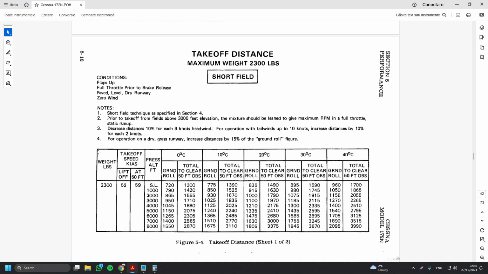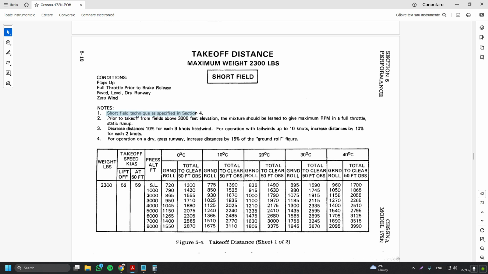So this table is valid if you meet these conditions: flaps up, full throttle prior to brake release, paved, level and dry runway, and a zero wind. But as we know, zero wind in real life is not always met. Maybe there are some cases, but not always. So that's why the notes are here, because real life is not perfect.